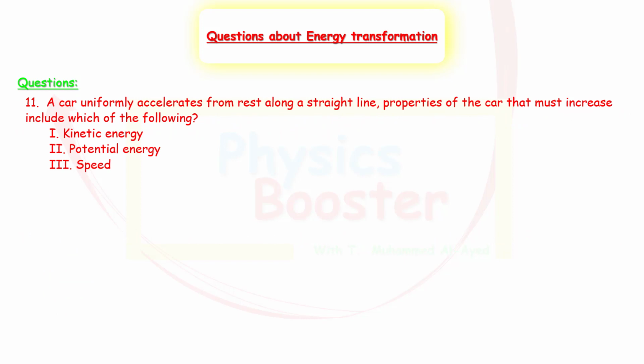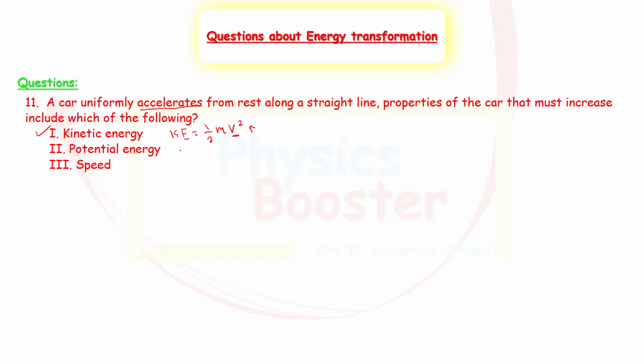Final question. A car uniformly accelerates from rest along a straight line. Properties of the car that must increase include which of the following? Now, it's saying that the car is accelerating. That means that its speed is increasing. So let's start with the kinetic energy. Does the kinetic energy increase? Well, the kinetic energy is equal to half mv squared, and since v is increasing, this means that the kinetic energy, yes, is increasing.